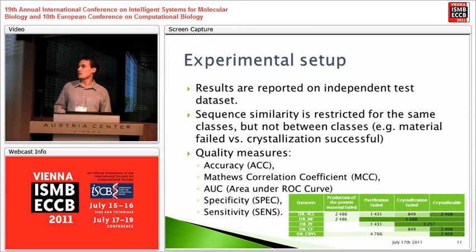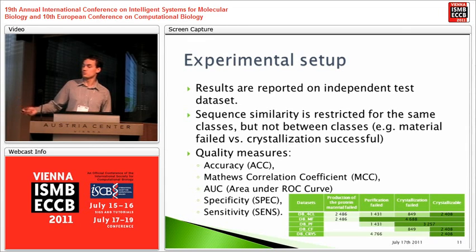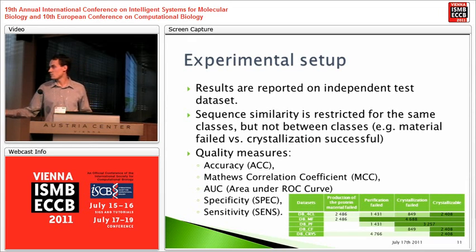We use the standard quality measures like accuracy, Matthews correlation coefficient, area under ROC curve, specificity, and sensitivity. We developed one data set with 4 class labels, and then to train the SVMs, we developed 4 data sets with 2 class labels. We have the data set to train the SVM for the material production step. So we take as negative examples all the proteins which did not produce material, and the remaining as positive.